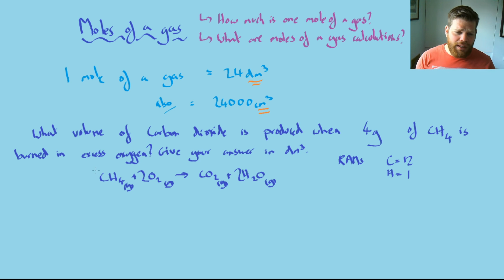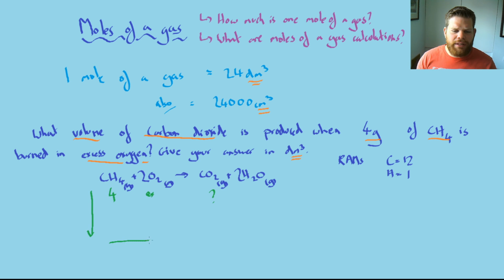So, how did we do? Well, let's have a look. First things first, what I hope you did is you went through the question and looked at the important parts. So what we first got is this idea of the volume of carbon dioxide. We've got 4 grams of methane. We've got excess oxygen. And we need to give our answer in decimeters cubed. So let's put in the information from the question. We're after the volume of carbon dioxide. We know we've got excess oxygen, and we also know that we've got 4 grams of methane.